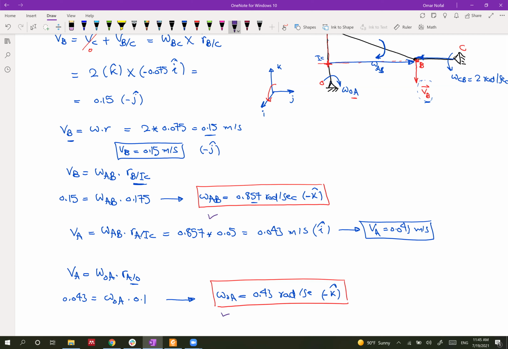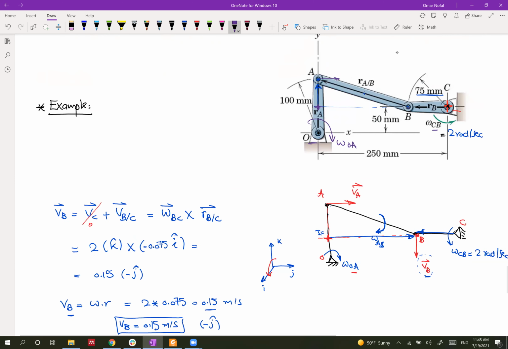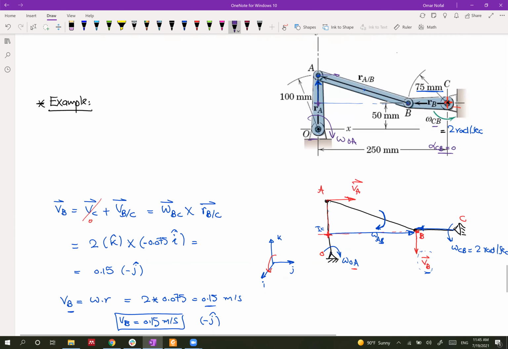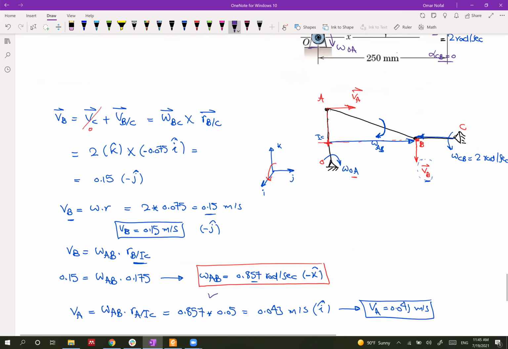So what if I told you that the alpha CB is equal to 0? How about the alpha of the body AB and the alpha of the body OA? How can we get them? So let's construct this equation again and put the acceleration equation to solve this problem.